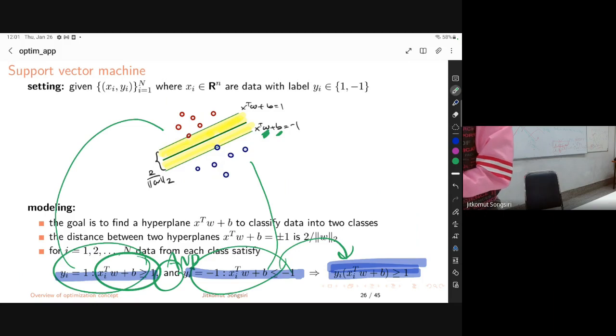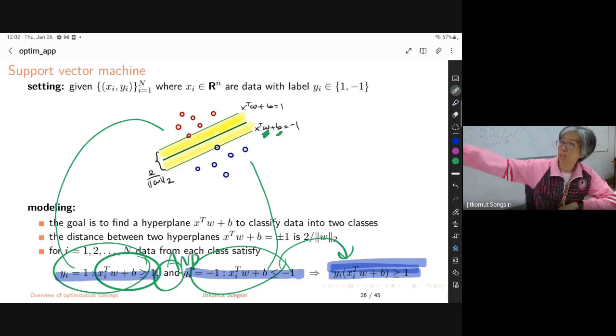When yi is 1, ding. When y is minus 1, ding. Okay, got it. Now, what you see in purple is a constraint. How many constraints do you have? What is the index i here? In the context of SVM, the index i is a sample index. You have data points, big N, so this is actually i equals 1 to N.